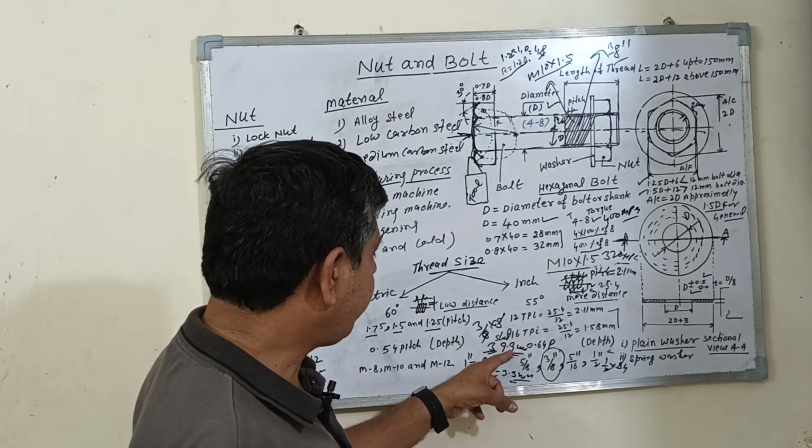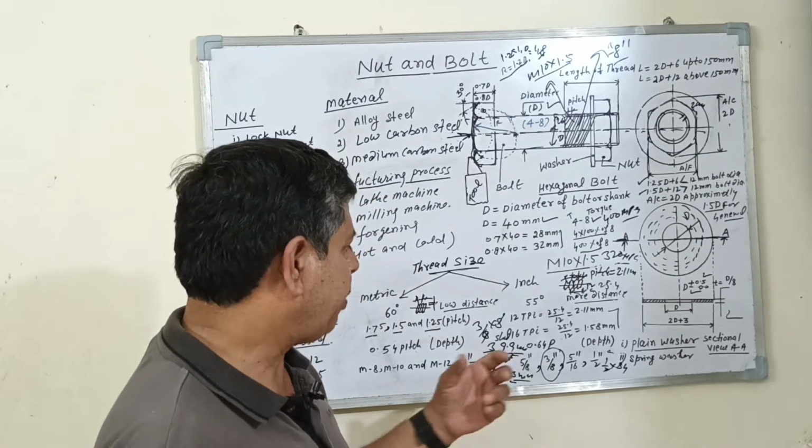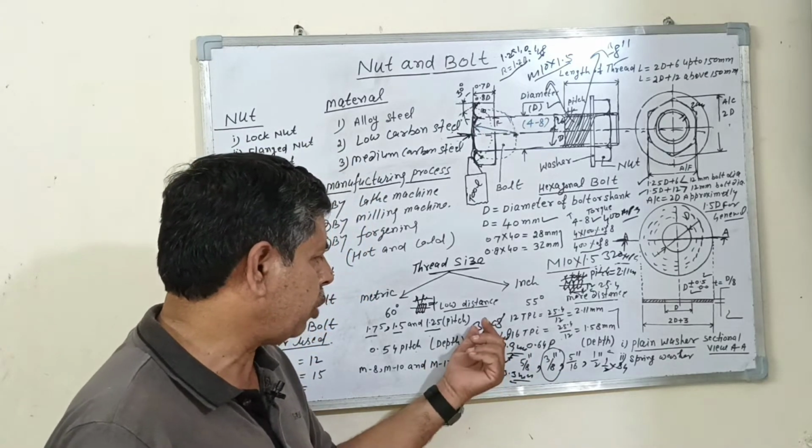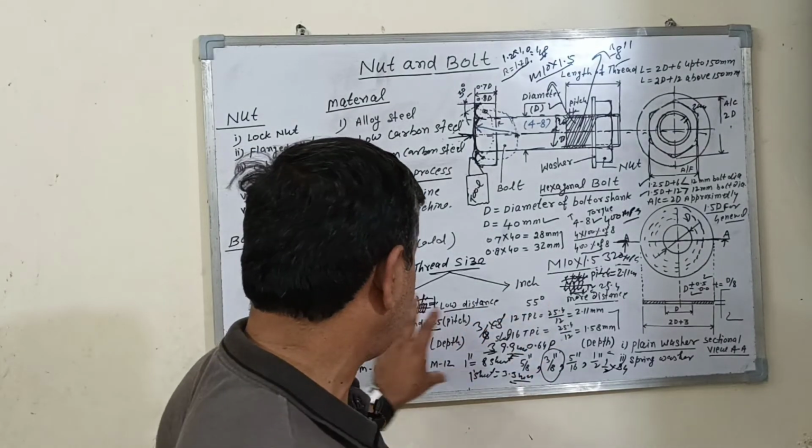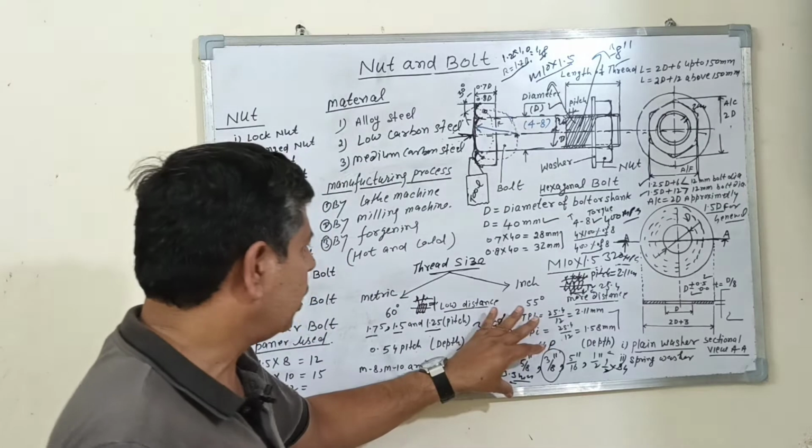3.3399, so approximately 10 mm. The 3 soot means approximately 10 mm. This is the size in a metric thread. This is an inches thread.